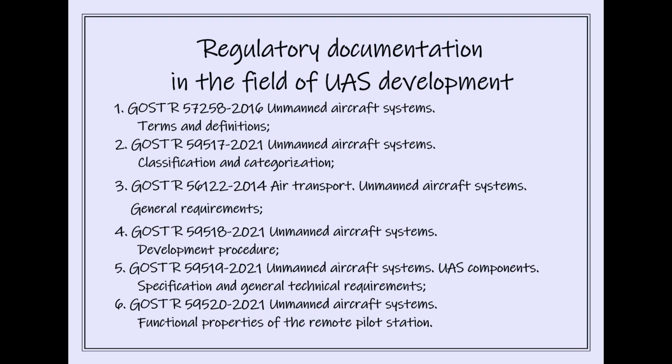The next standard is GOST 59518, Unmanned Aircraft Systems, Designing, Stages of Designing. This standard was developed to establish the order and composition of work in the development of an unmanned aircraft system for civil purposes. The standard is designed to improve the efficiency of the development process.